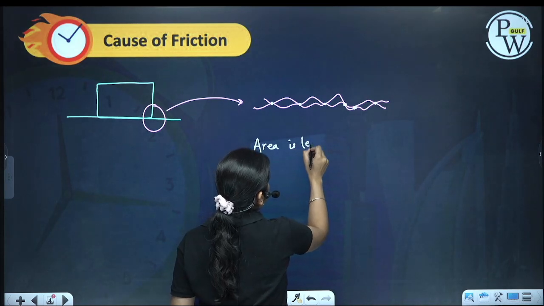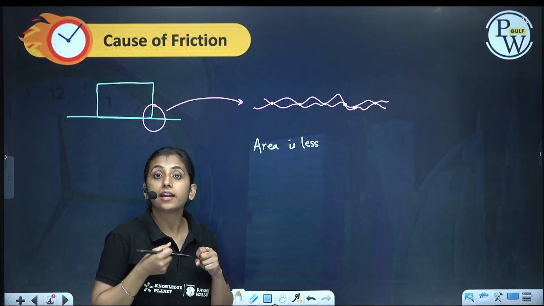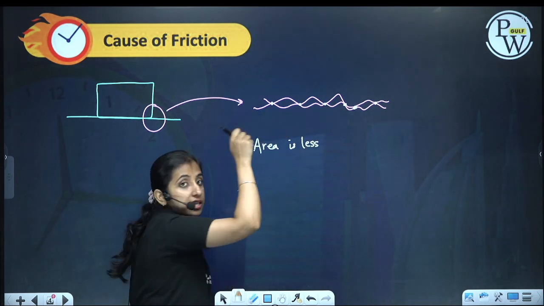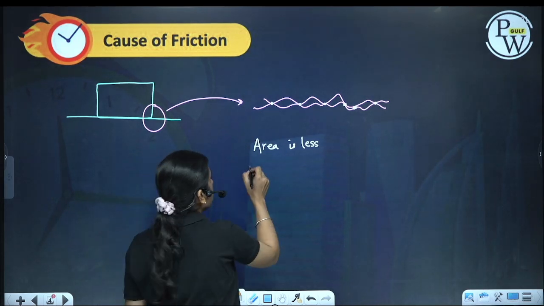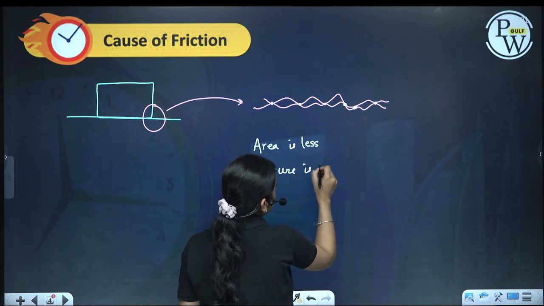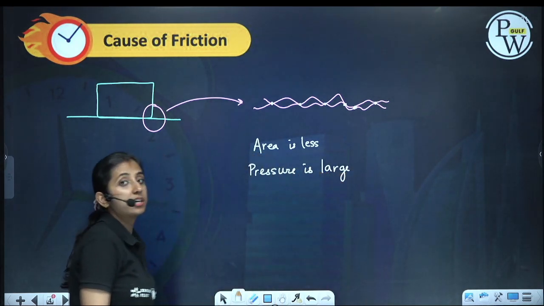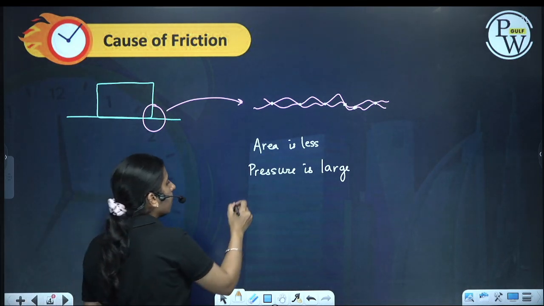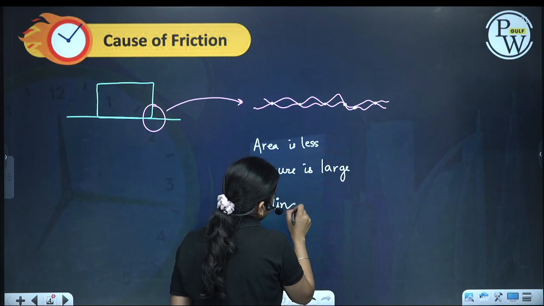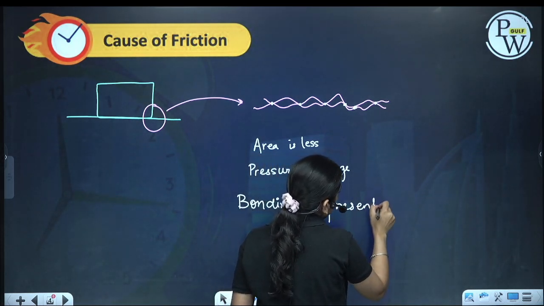Area is very less. Now force is exerted. This body is exerting a force mg downwards, so force is exerted on these contact points only. Because our area is very less, pressure is very large. Now because pressure is large, there is bonding formed between the two surfaces. Bonding is present between the two surfaces.